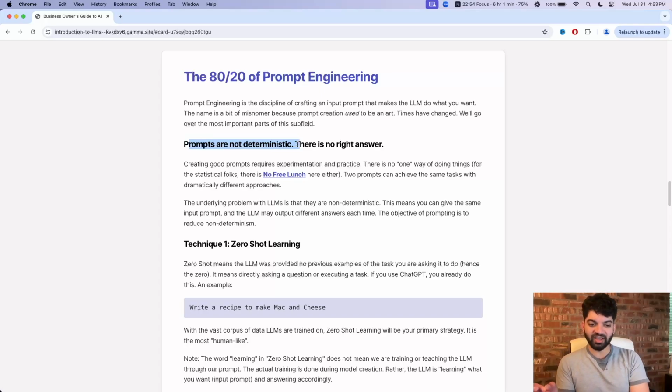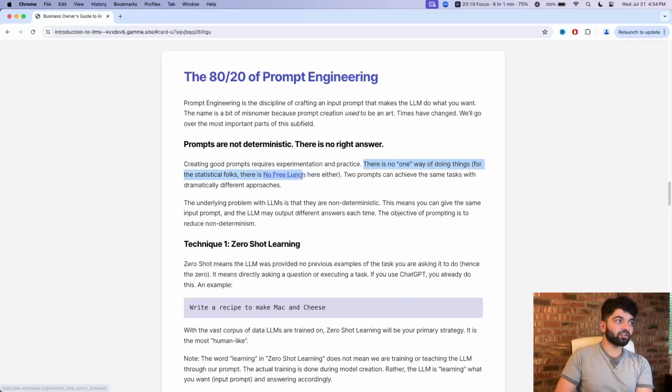Our goal is every single time, no matter what a customer says, no matter what you say, it's going to do what we want it to do. That's what this whole discipline's about. And so creating good prompts requires experimentation and practice. There is no one way of doing things, and that's called no free lunch, right?